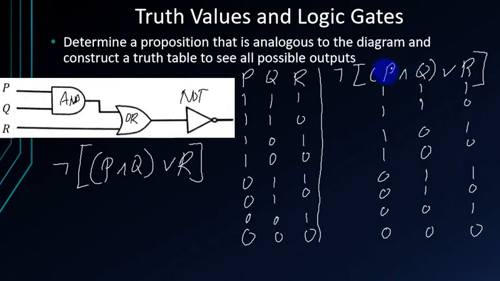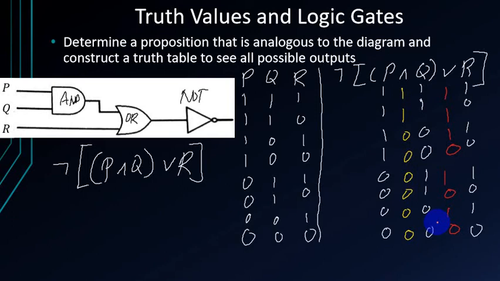Now, since P and Q are the ones inside the parentheses, let's work with that first. I'm going to have 1 and 1 is 1, 1 and 1 is 1, 1 and 0 is 0, 1 and 0 is 0, 0 and 1 is 0, 0 and 1 is 0, 0 and 0 is 0, 0 and 0 is 0. Now the values in yellow will be disjuncted with R. So we're going to have 1 or 1 is 1, 1 or 0 is 1, 0 or 1 is 1, 0 or 0 is 0, 0 or 1 is 1, 0 or 0 is 0, 0 or 1 is 1, 0 or 0 is 0.